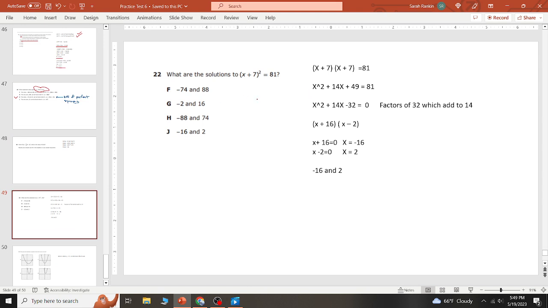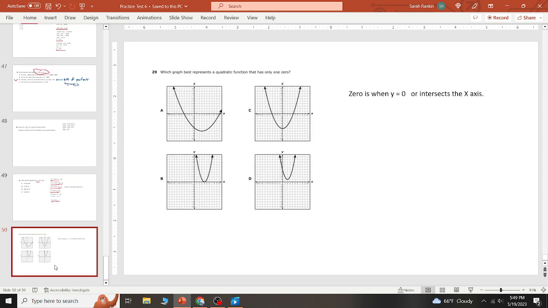What is the solution of this and this? Well, the first thing I'm going to do is square this. And remember, x plus 7 squared is x plus 7 times x plus 7. FOIL this, set it equal to 0, factor it, and then solve for it.